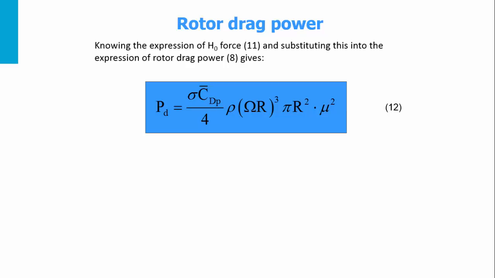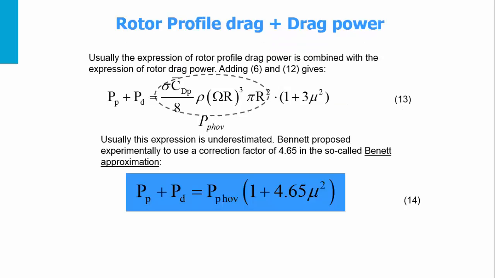Going back to the rotor drag power and performing the integral, we will obtain that the rotor drag power is a function of mu squared, the square of the advance ratio. Now, adding the rotor profile drag and the drag power gives us a formula which depends on 1 plus 3 times the square of the advance ratio. Usually, this value is underestimated.